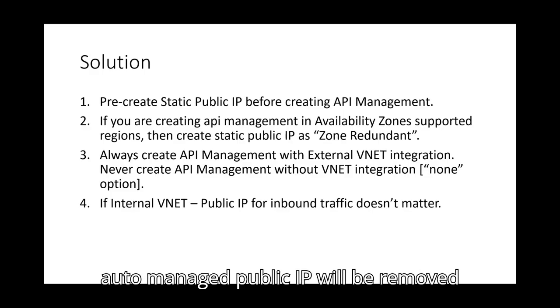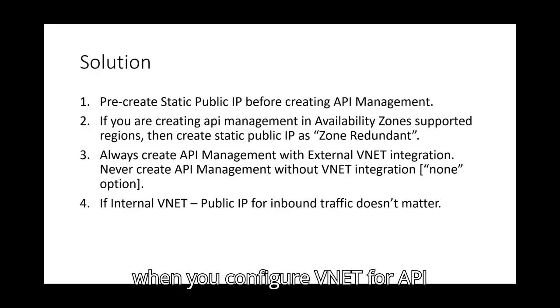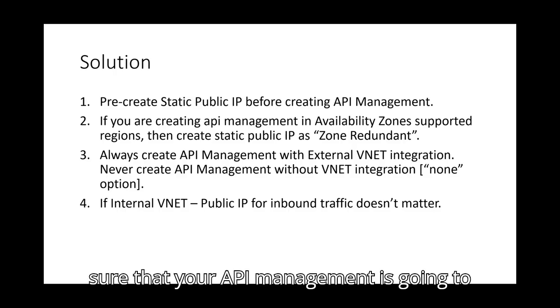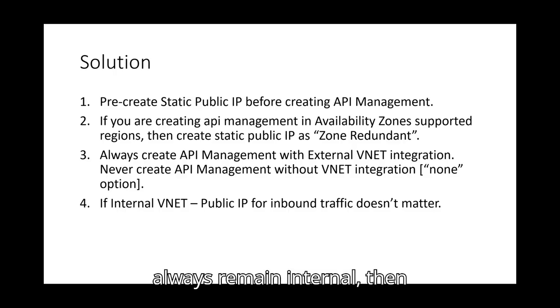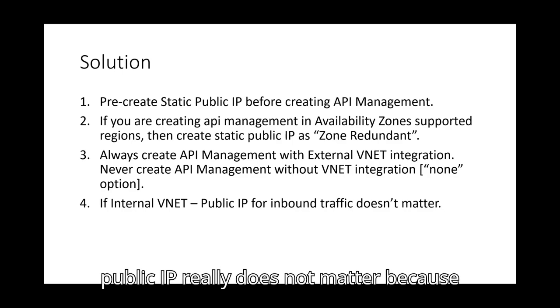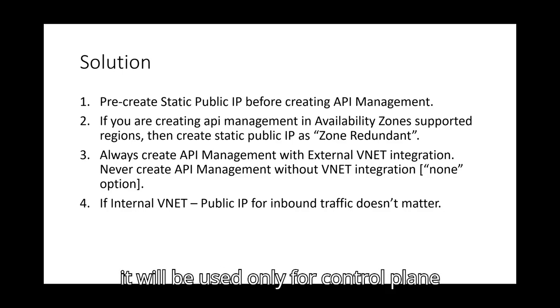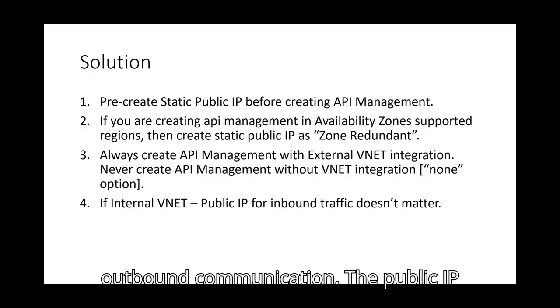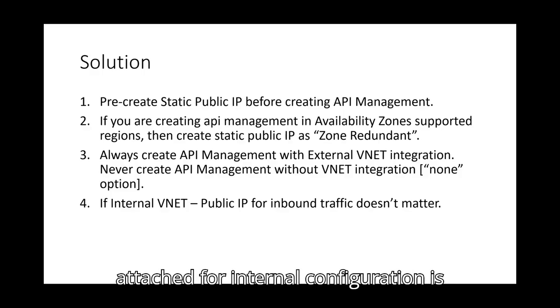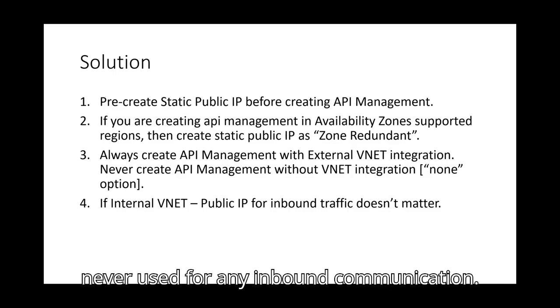That auto managed public IP will be removed when you configure VNet for API management with external or internal. Therefore, always avoid creating API management with none VNet configuration. Now, if you are sure that your API management is going to always remain internal, then public IP really does not matter because it will be used only for control plane outbound communication. The public IP attached for internal configuration is never used for any inbound communication.